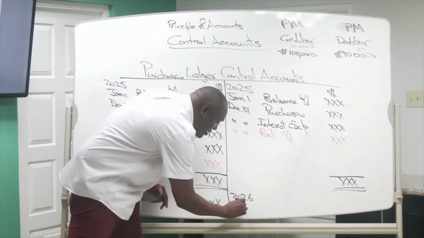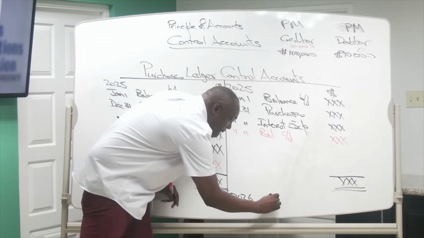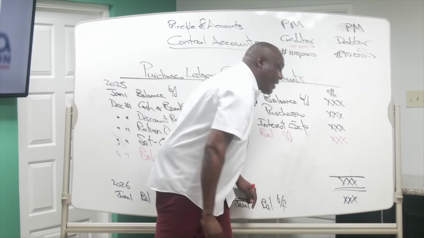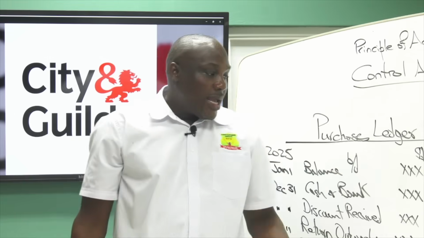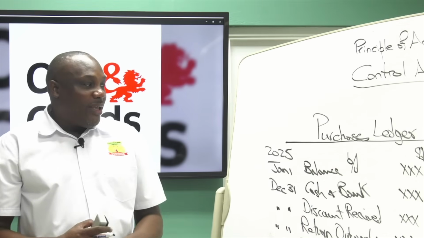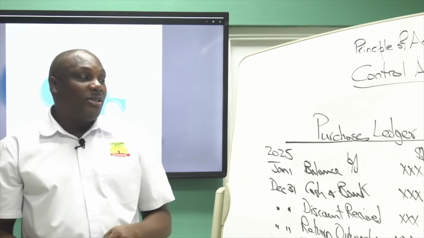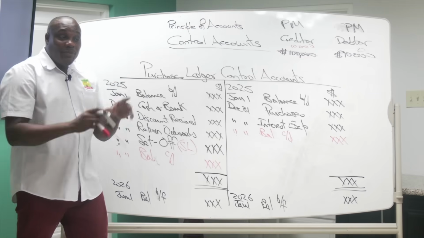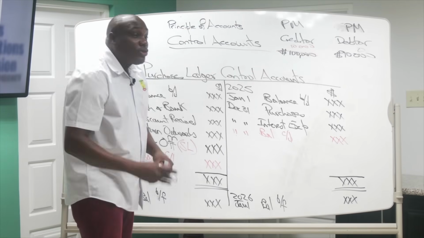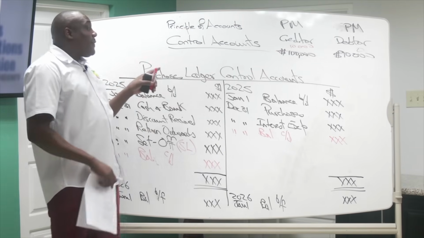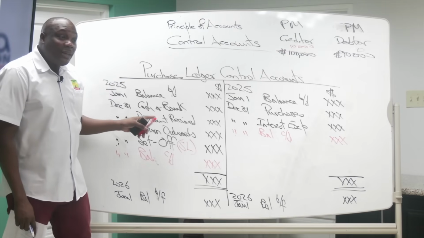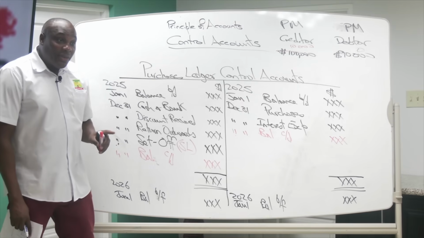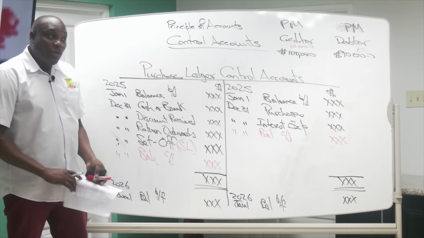So we have January 1, brought forward or brought down, XXX. And now this will be your purchases ledger control account. Again, let me warn you. The truth is that swatting this isn't going to help you. Do not swat it. Understand the nature of it, and in that way, you're very good to go.